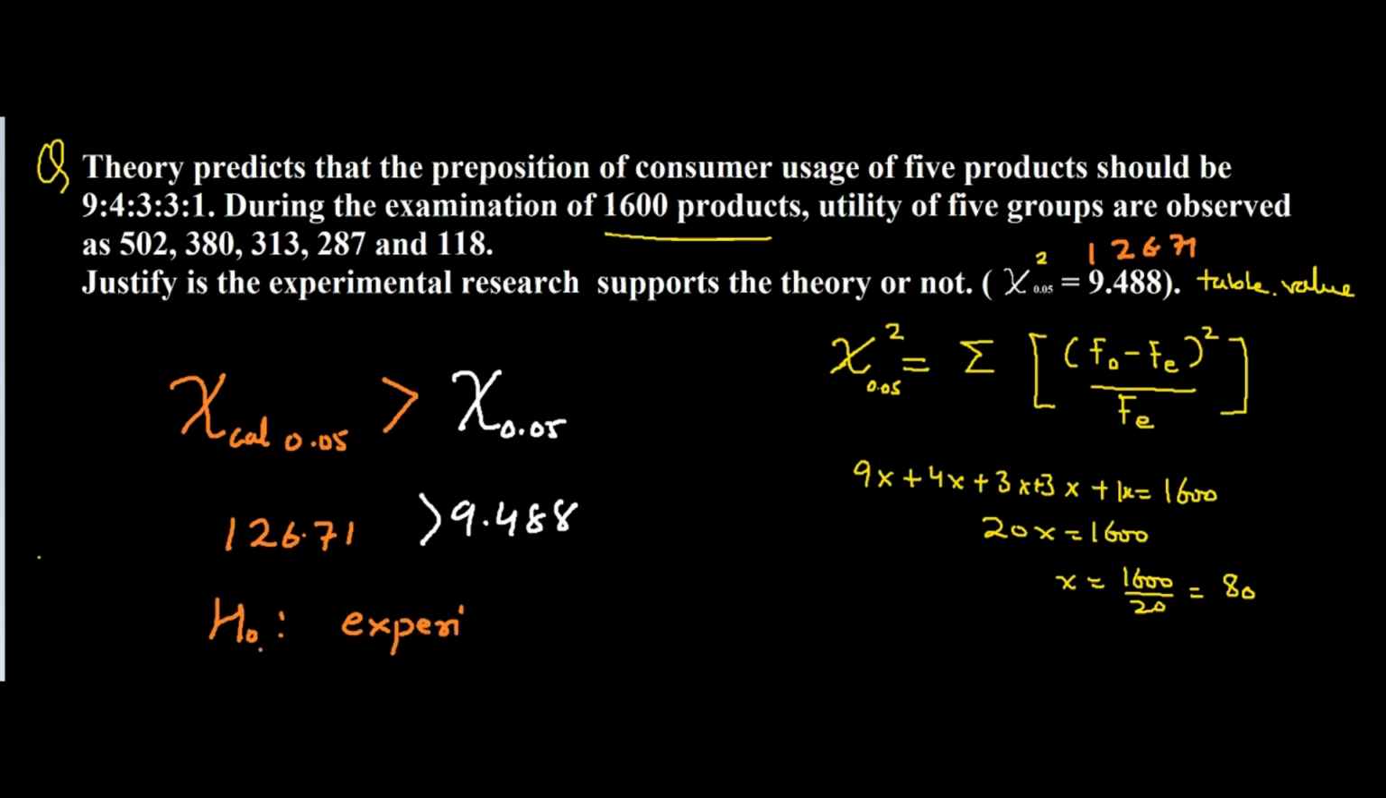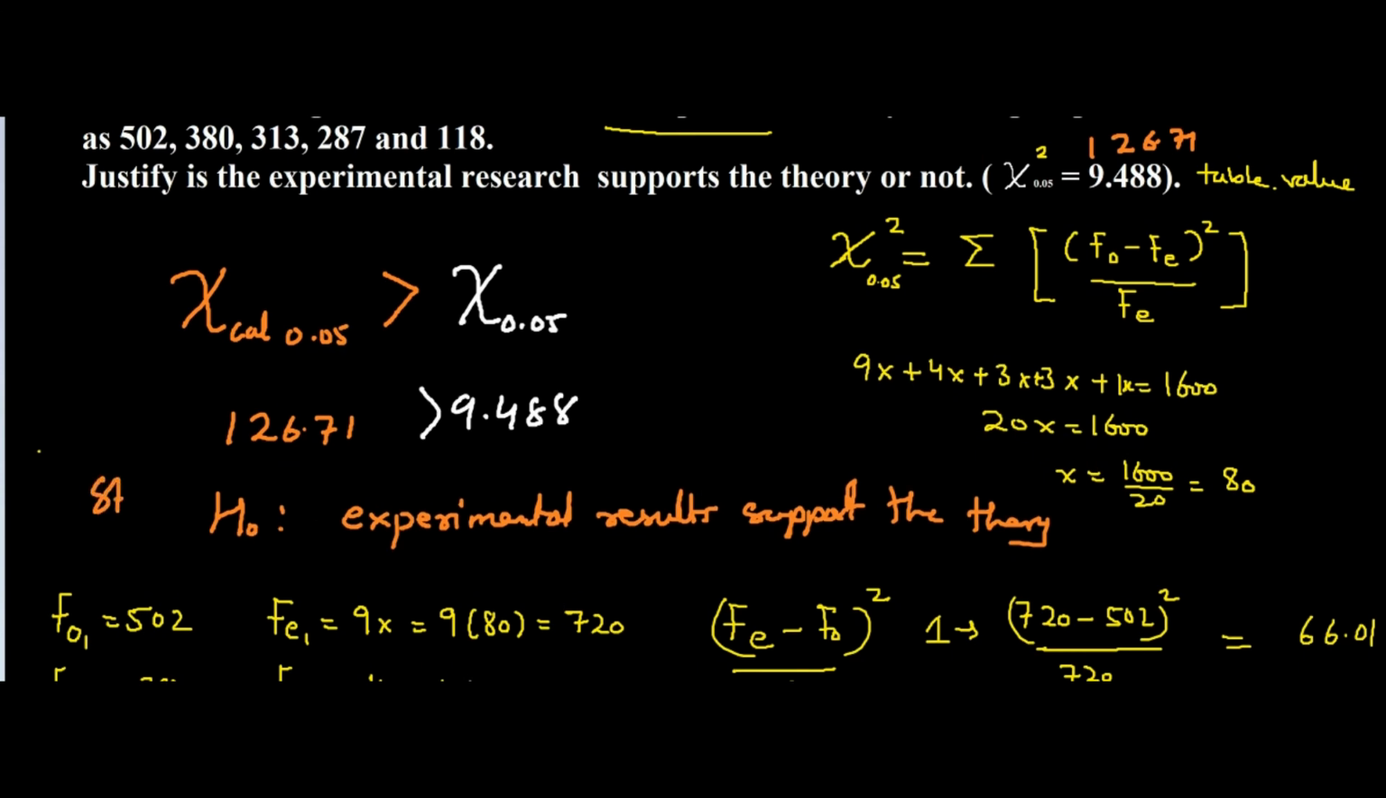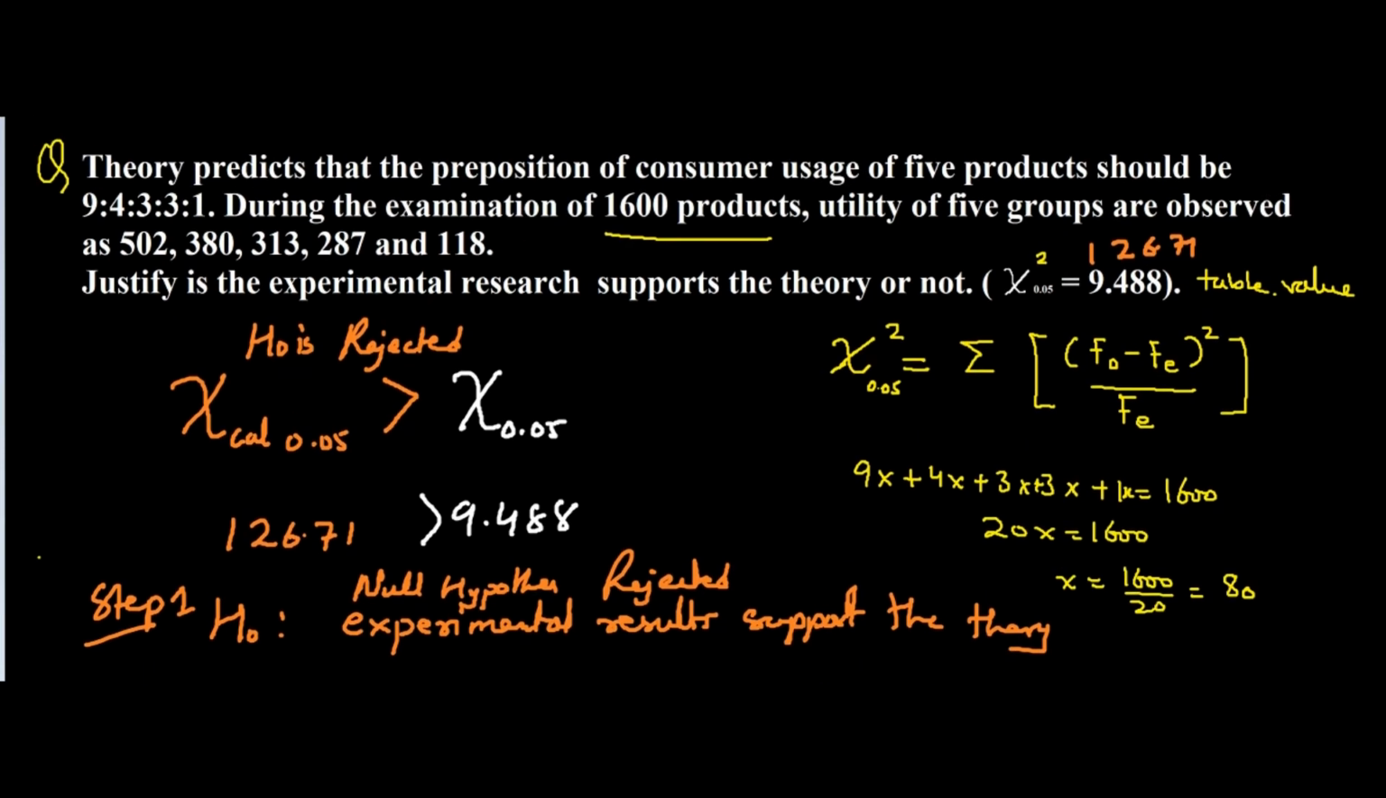Experimental or null hypothesis, I am writing first. Experimental results support the theory. Actually, this is the first step. The first step is to write the null hypothesis, and then at the last when it happens, H0 is rejected. That is what H0 means, null hypothesis. Null hypothesis is rejected.